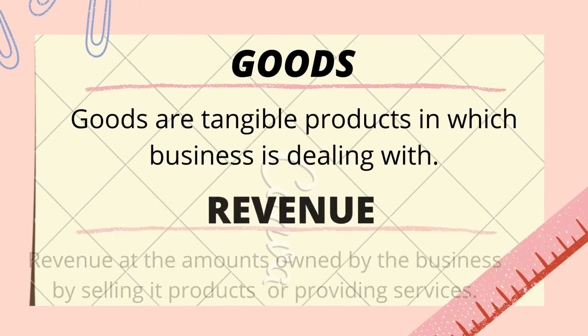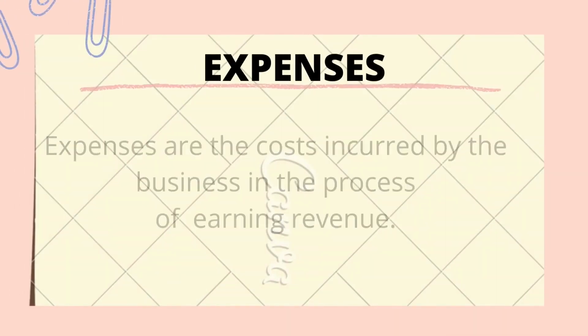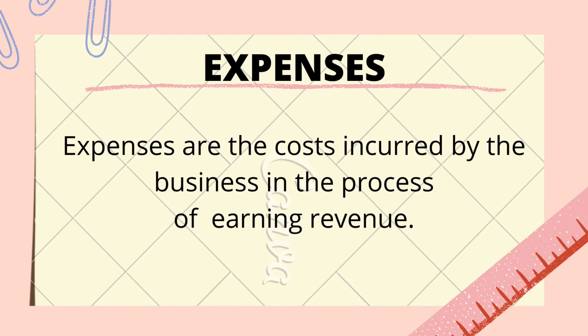Burger is a good for Tasty Bite. Goods are the tangible product a business entity is dealing with. Now, at the end of the month, he got many bills such as telephone bills, internet bills, electricity bills, etc. What are these? These are the expenses. Expenses are the cost incurred by business in the process of earning revenue.